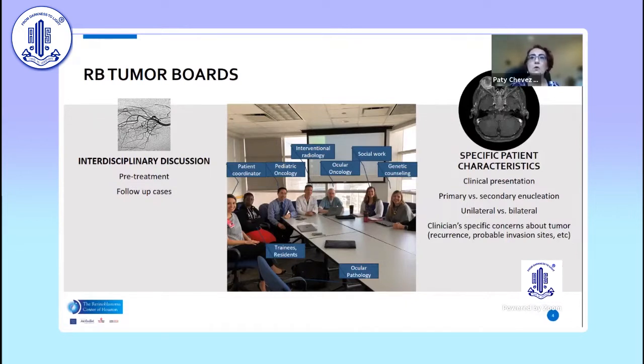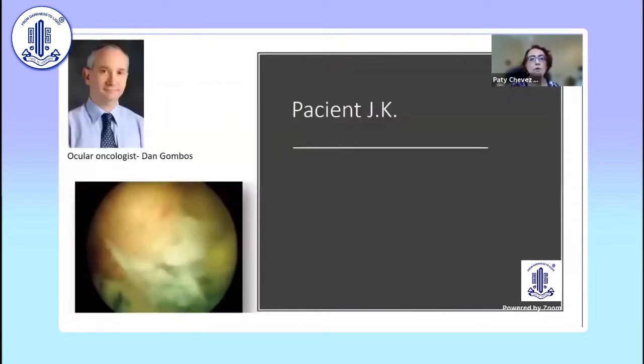Exactly what are the concerns? Where is the tumor recurrent? How many chemotherapy rounds has this patient had? And if there are any questions in the MRI about the optic nerve, where exactly to look. So this is really helpful for the pathologist. So I'll put an example here.